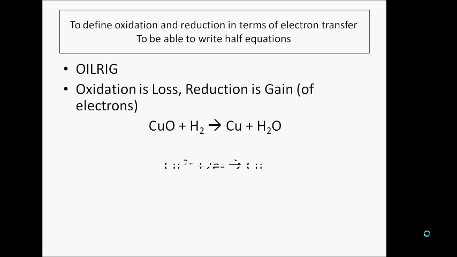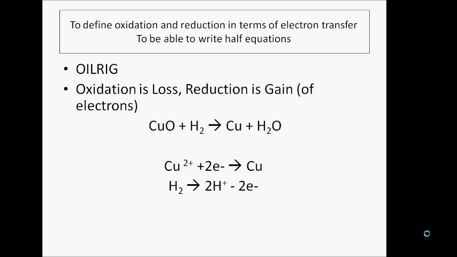So we can do the two half equations. The copper goes from Cu2+ to Cu on the right-hand side, and that gives us our half equation. That's the reduction half equation because the Cu2+ is gaining electrons, so the electrons are on the left-hand side: Cu2+ plus 2e- goes to Cu.